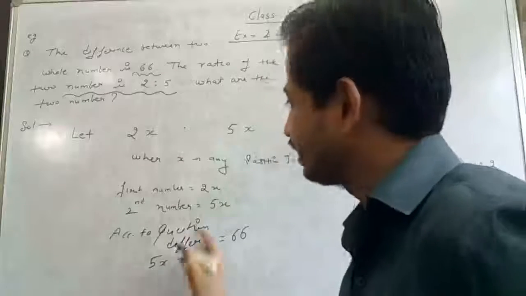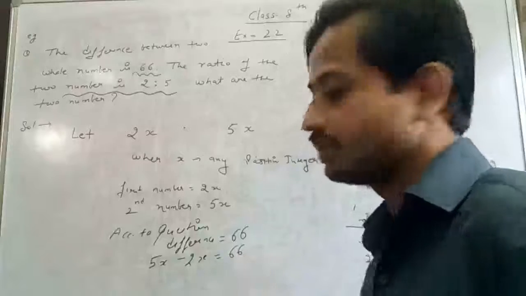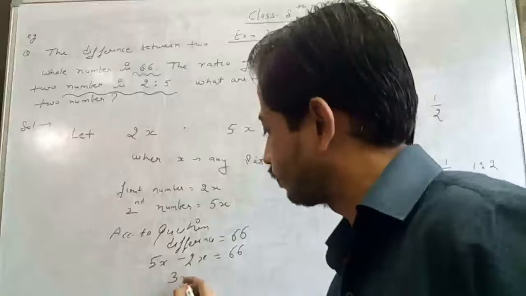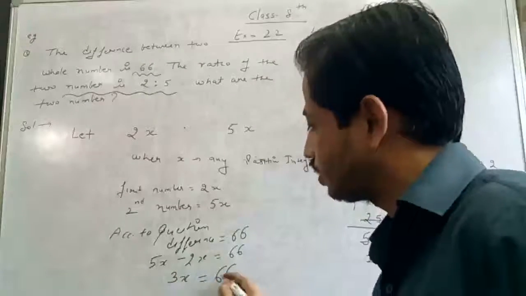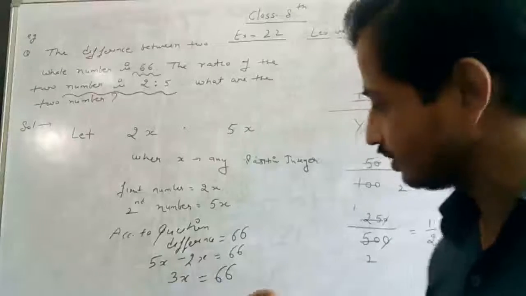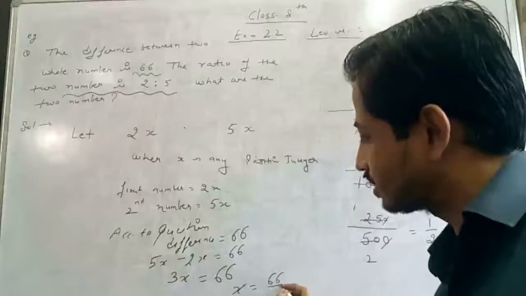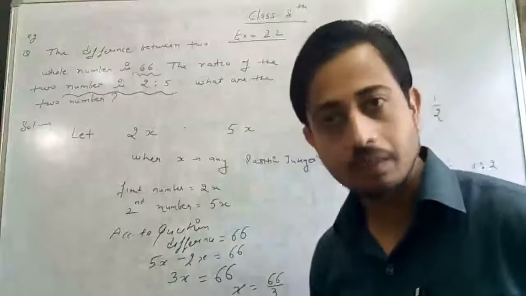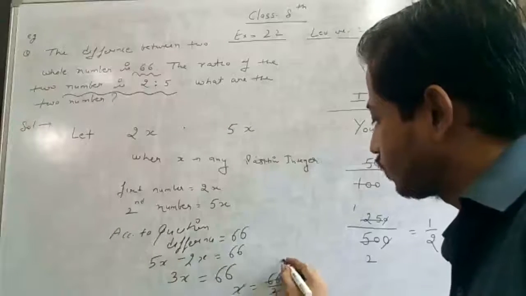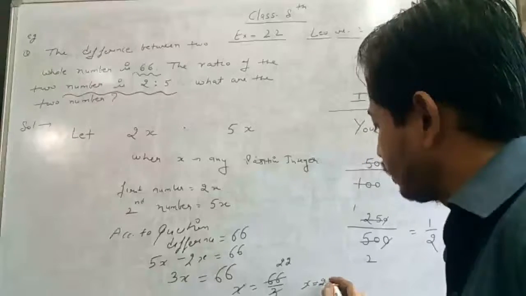5x minus 2x is equal to 66. 5x minus 2x, which is equal to 3x, equal to 66. If we take 3 from the left hand side to the right hand side, then what we will get? X is equal to 66 divided by 3, because 3 is multiplied here, so it goes to divide form. We get 22.